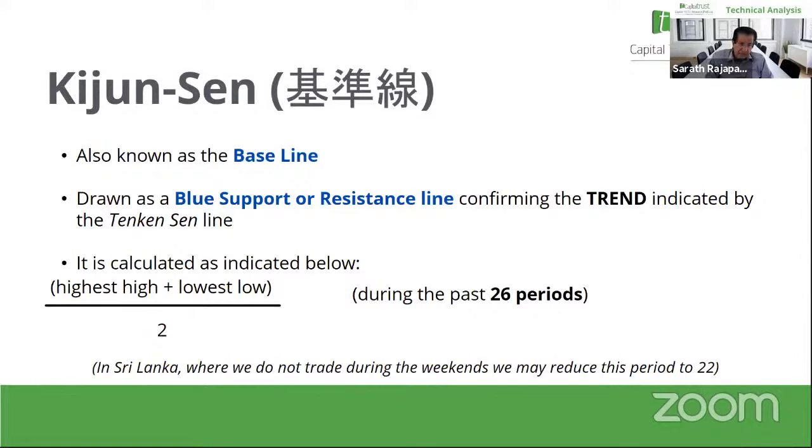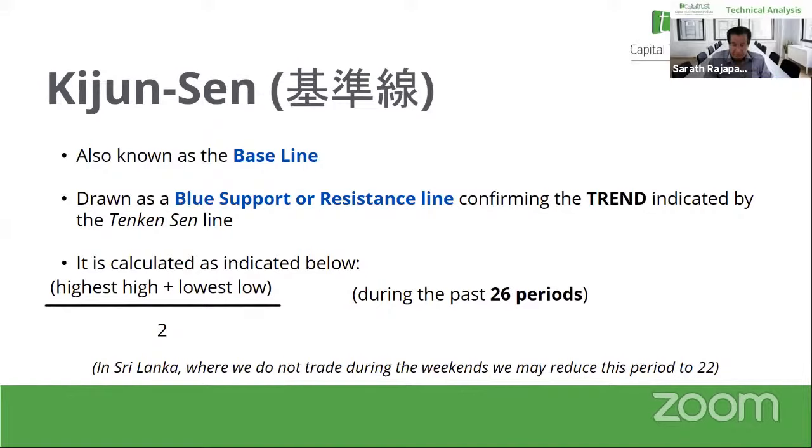Kijun-Sen is the baseline, drawn as a blue support or resistance line confirming the trend indicated by the Tenkan-Sen line. It is calculated as the highest high plus lowest low divided by 2 during the past 26 periods.